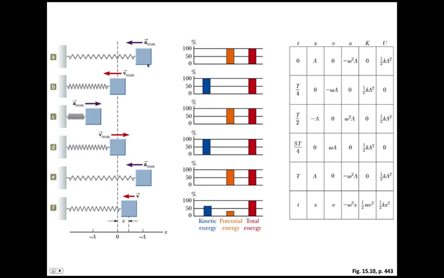When it's at its maximum displacement, all the energy is stored as potential energy. When it's at its equilibrium position, it has its maximum velocity, but it hasn't stored any energy in the spring, and so it's got maximum kinetic energy, and so on.